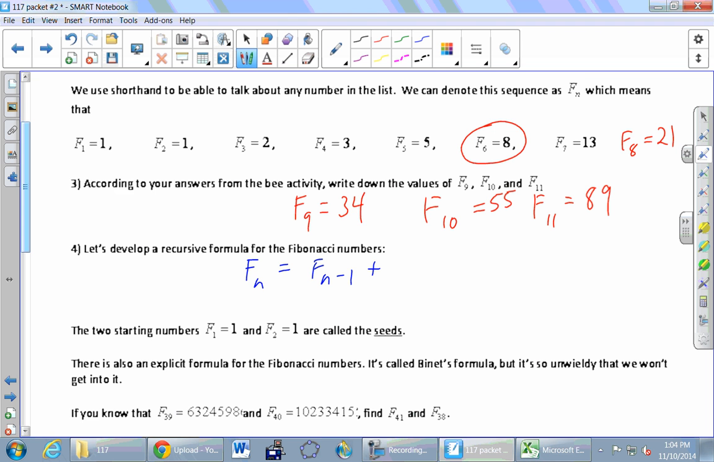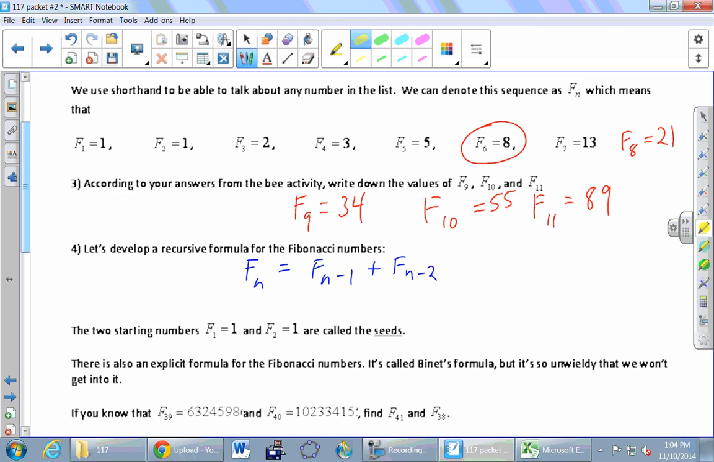Add it to the one that's 2 before. F(n-2), that's it. That says take the number that's 1 earlier plus the number that's 2 earlier, and that gives you the next number. So that's our recursive rule.